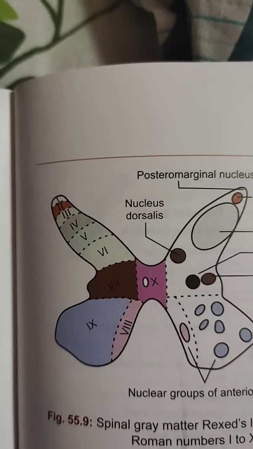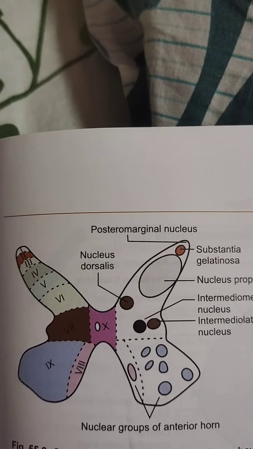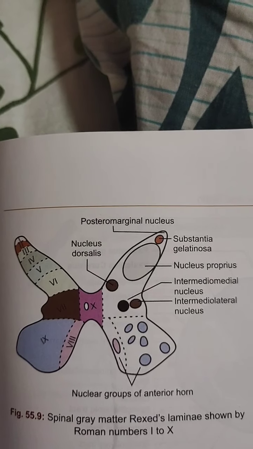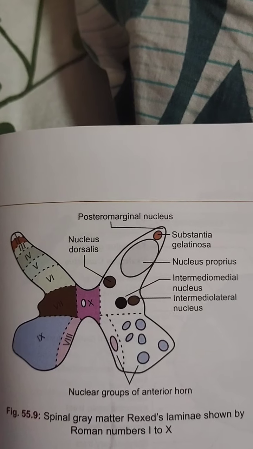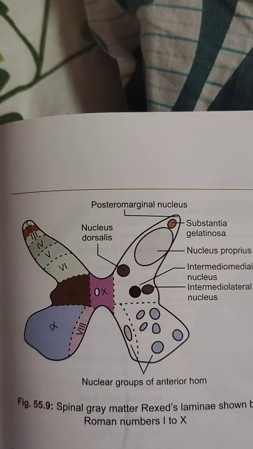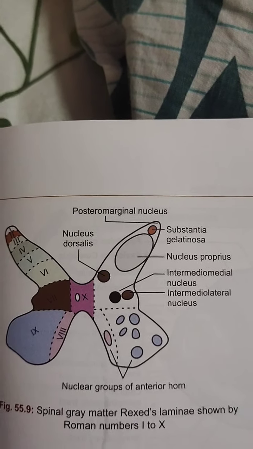So this is the Rexed pattern, and this is the diagram where you can see the neurons and neuronal nuclei, both together. If you practice these two diagrams, two parts of the same diagram, that is Rexed pattern, both of them will be very much useful to you in your exam.